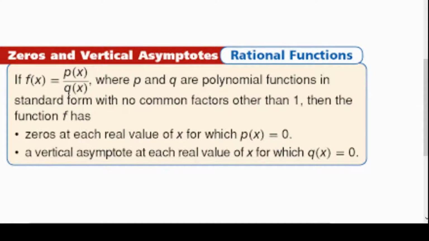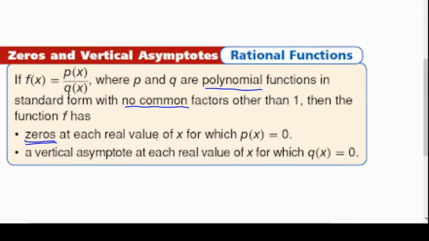It says that if my rational function is made up of two polynomials, so P and Q are polynomials, and if I were to factor, nothing would cancel out. So it says that there are no common factors other than one, so everything is simplified down as far as it can go. There are two things that we can get from this type of rational function. First, we can find the zeros. And the zeros are going to be found by setting the numerator equal to 0 and solving.